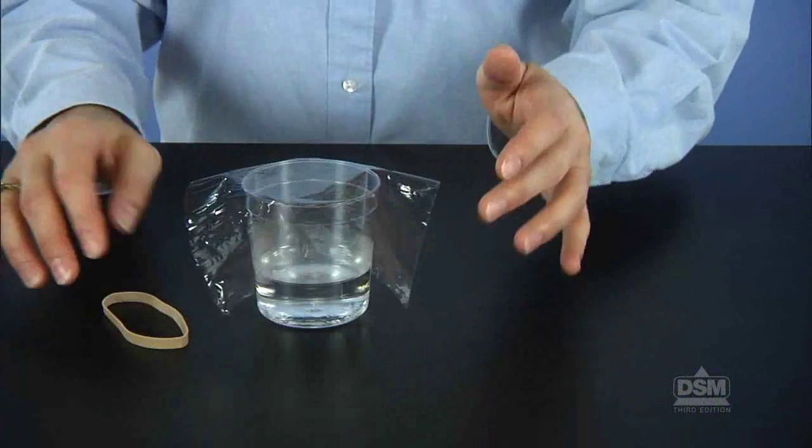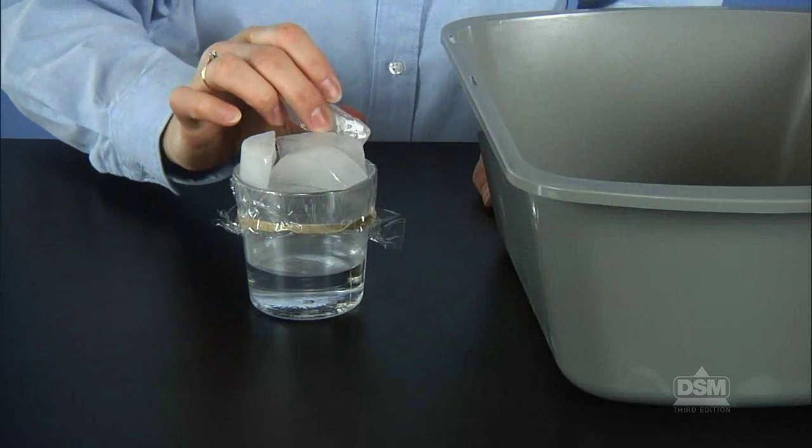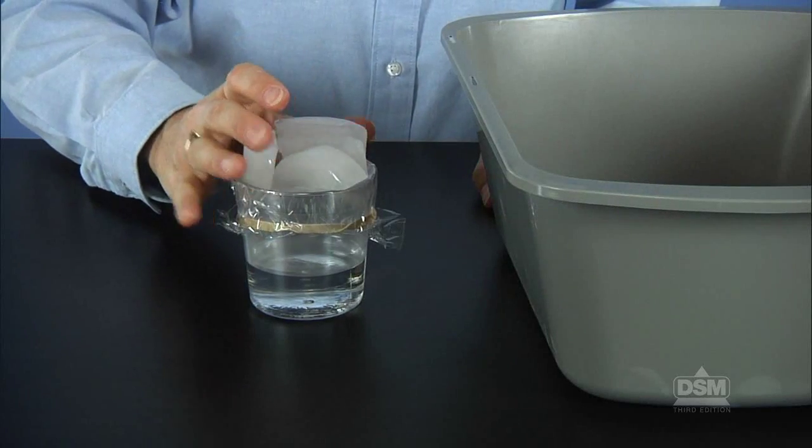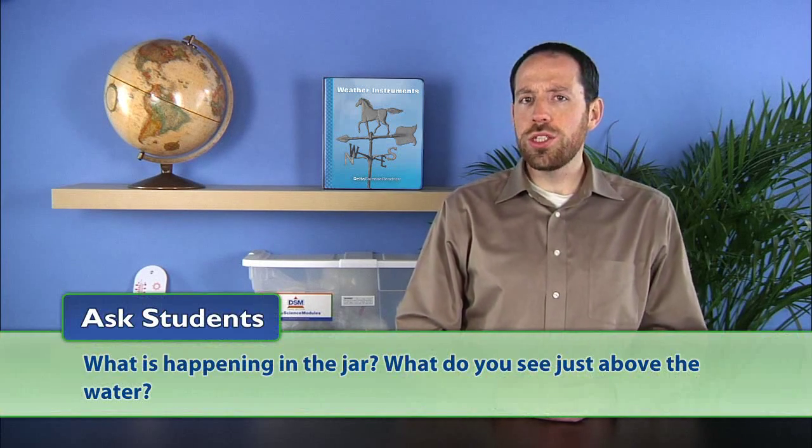Ask a student volunteer to place a square of plastic wrap loosely over the mouth of the jar and secure it with a rubber band. Then place about 4 ice cubes on top of the plastic wrap. Ask students, "What temperature is the water in the jar? How can you tell?" Students may feel the side of the jar and note that the water is warm. Explain that in this model, the water in the jar represents the surface water of lakes and oceans that are warmed by the sun.